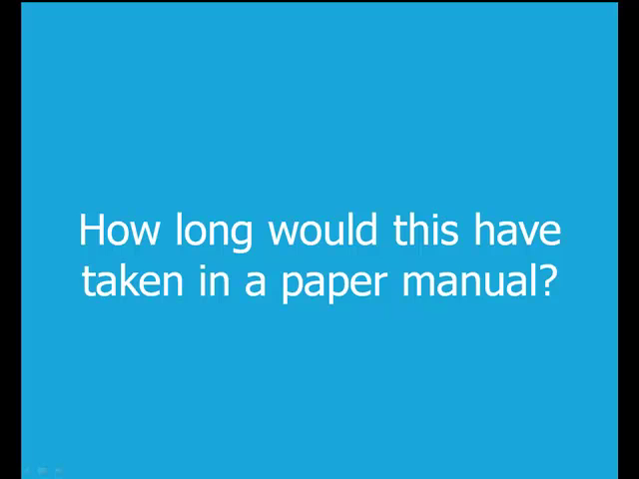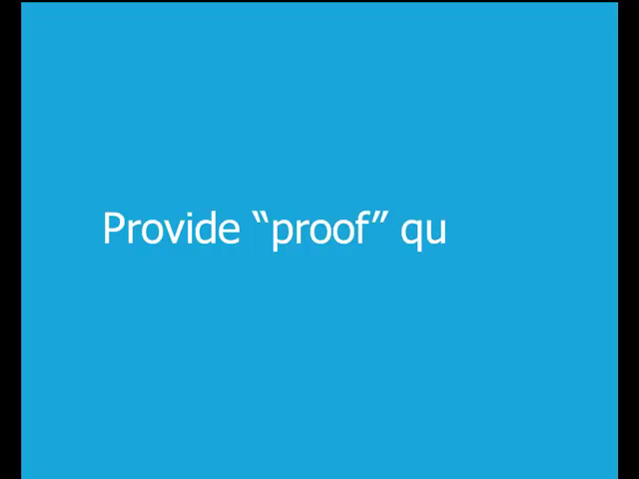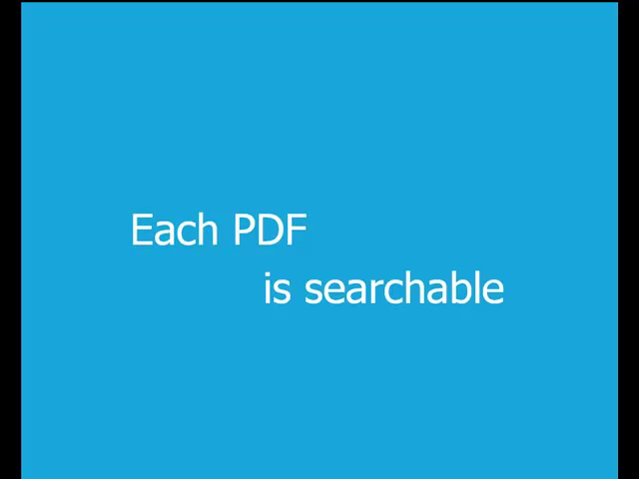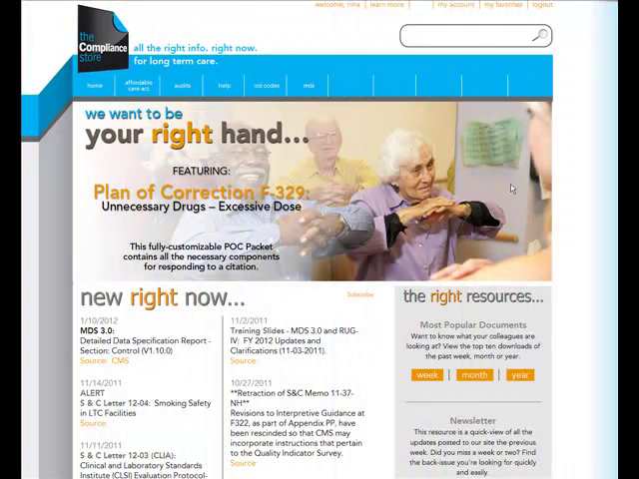How long would this have taken in a paper manual? As you know, once a surveyor starts investigating one area, it can lead to other areas of investigation. Mitigate this by having the ability to provide proof quickly and effectively. Not exactly sure which category to look in to find the answer? The entire site is searchable by typing in keywords from any page on the site. However, did you know each PDF document is searchable? Let me show you how this feature can be helpful during a survey.